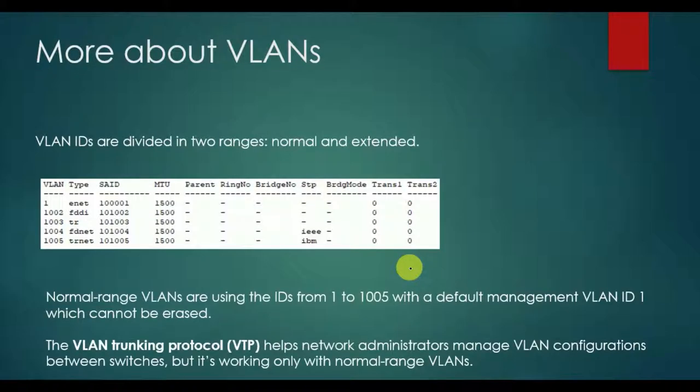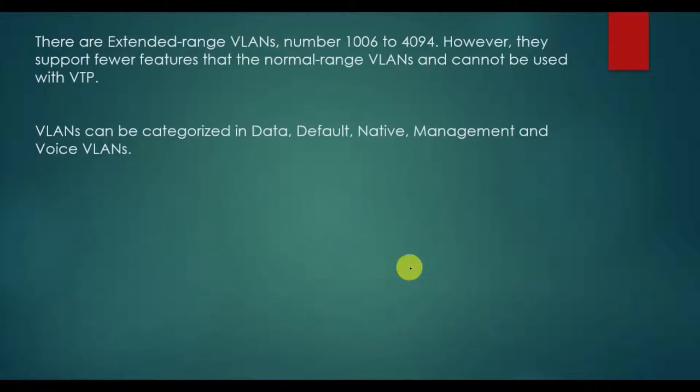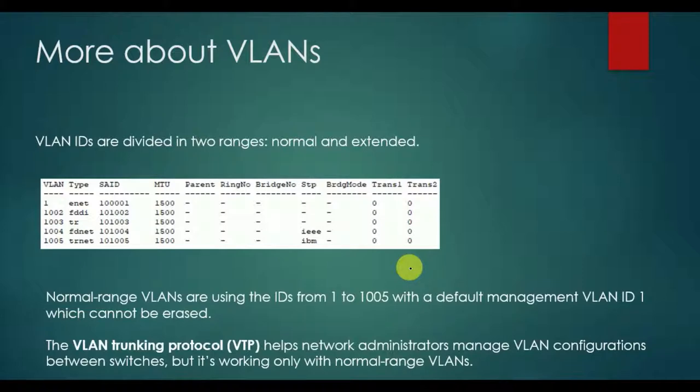What is VLAN Trunking Protocol? VLAN Trunking Protocol helps the network administrator manage the VLAN configuration between the switches, and it works with the normal range of VLANs. It does not work with the extended range of VLANs. VLAN Trunking Protocol is just keeping the database of the VLANs and managing the VLANs, and that's what we can do with it. We will discuss more about VTP in the upcoming slides.